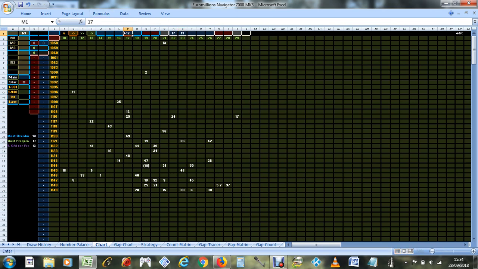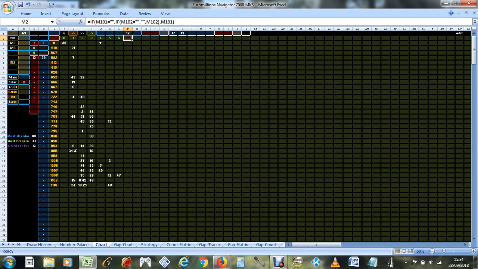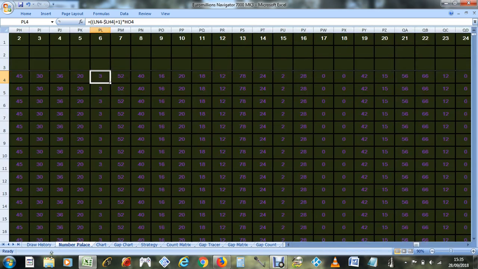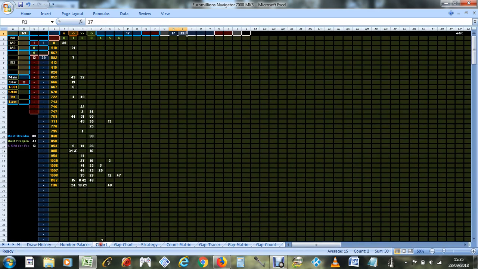Now if we look at a chart for numbers paired with number 17, you can see that number 13 is most overdue for its frequency to occur with 17. So those two numbers together are also very likely to come out.